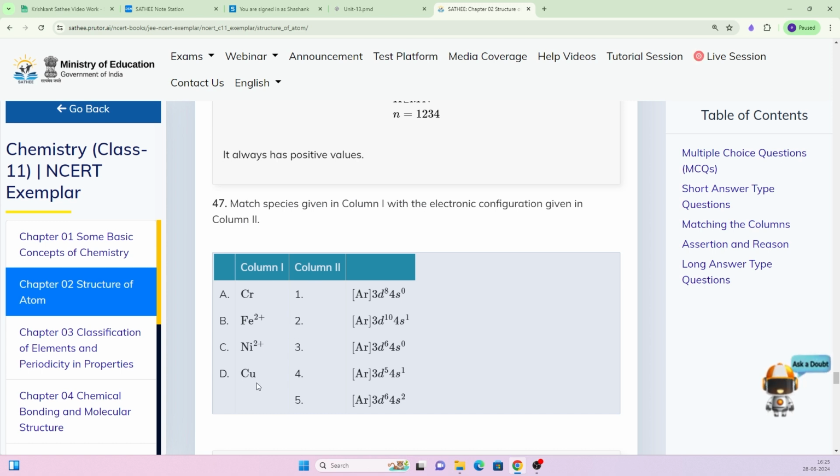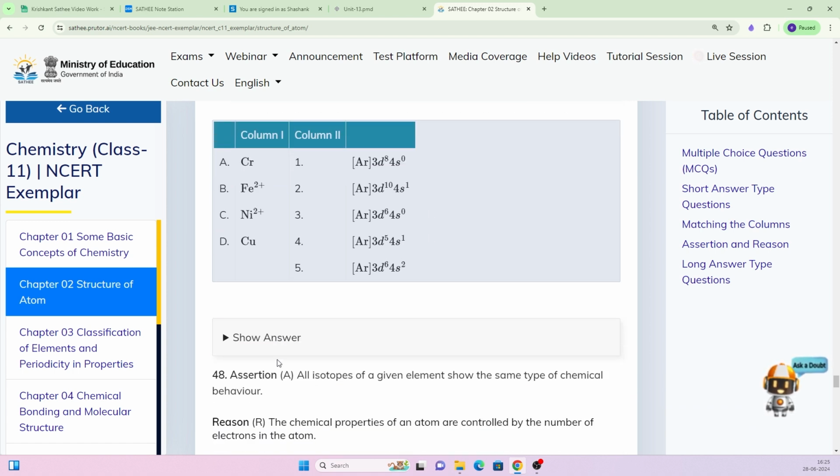What about copper? Potassium, calcium, scandium, titanium, vanadium, chromium, manganese, iron, cobalt, nickel, copper. So 11 electrons. Okay, so 10 and 1, 11. So this is the correct option. D goes with 2.